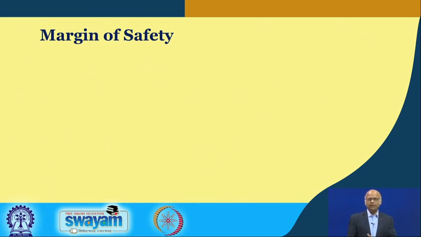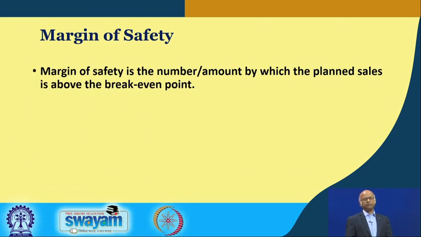Now, the second point that we wanted to discuss is margin of safety. Margin of safety, as we have defined, is the level of production which is away from the break even point, the amount by which your planned production and sale is above the break even point. So, if your break even point is 5,000 and you are planning to produce say 6,000, 7,000, 8,000, 9,000, whatever, your planned sales minus break even point is the margin of safety.